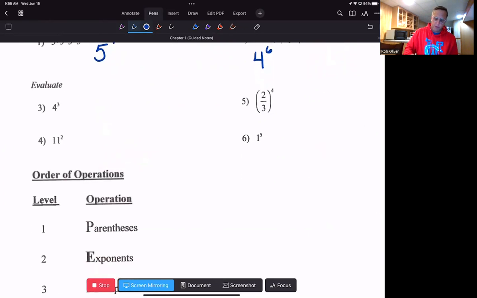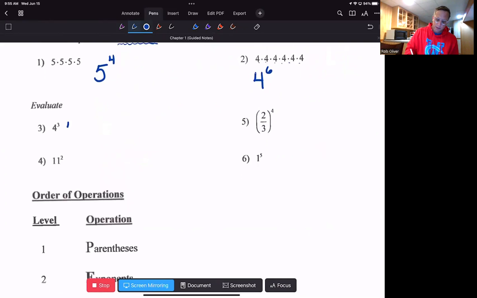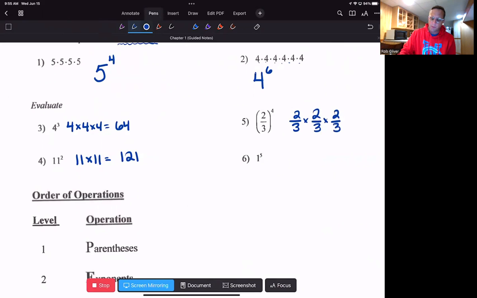For this next one, I already did this one. 4 cubed is 4 times 4 times 4, which is 64. 11 squared is 11 times 11, which equals 121. So we're evaluating these, actually working them out. And then for number 5, we're doing 2/3 times 2/3 times 2/3, 4 times over.